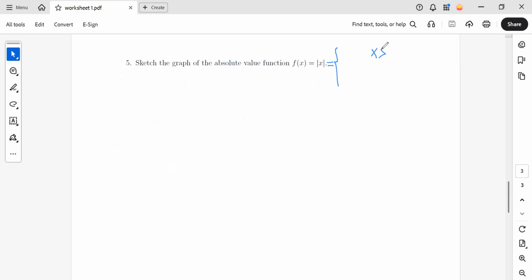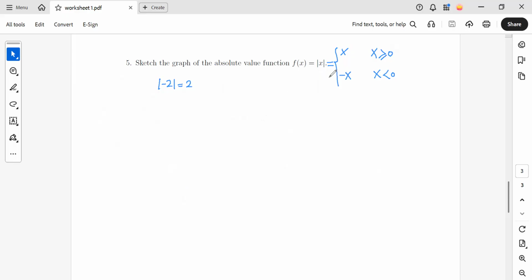Option 1, whenever x is positive or equal to 0, what you get as the output is exactly the same as input. If you plug in 3, you would get 3 as the answer. If you plug in square root of 2, the answer is square root of 2 because it is positive. But whenever x is negative, what you get as the answer is the opposite of the input. If you plug in negative 2, the answer is 2, because 2 is the opposite of negative 2. So we have a piecewise function here.